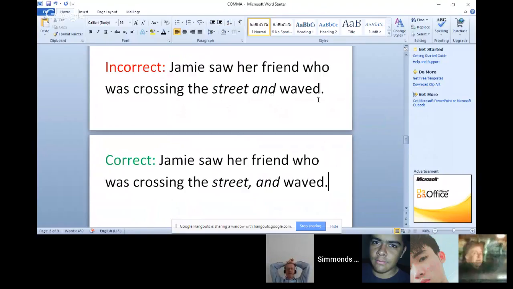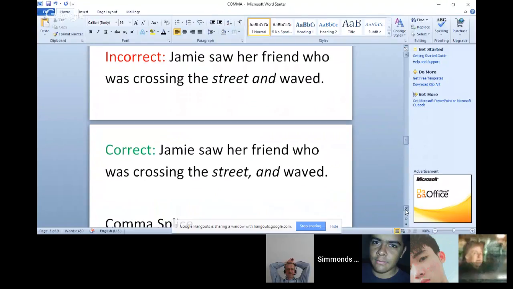And waved. Yeah. Well, that's why English is difficult in this aspect, because if we use the incorrect sentence and don't have the comma, it sounds like her friend is waving, and that's fine. But if it's Jamie that waved, we want to point that out. Yeah.